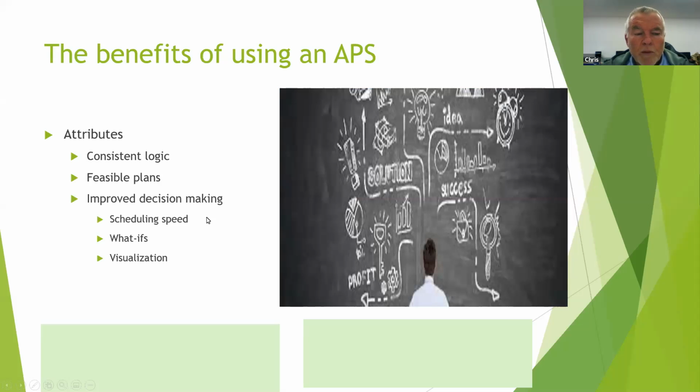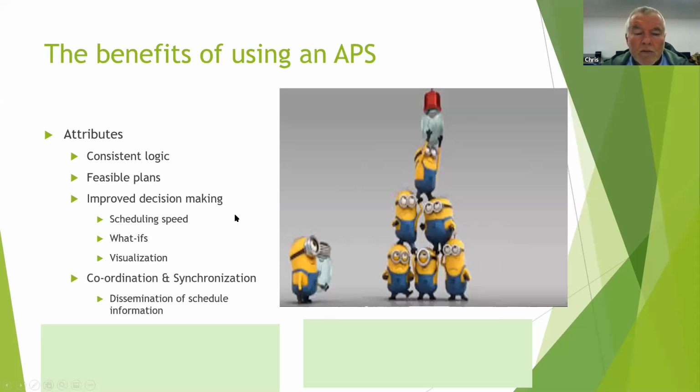I'm going to dramatically increase scheduling speed. I'm going to be able to do what-ifs and visualize, so I'm going to improve my decision making in this process. Because I can pass the schedules down to the plant, they do it in the right order. I'm effectively getting the plant to work in the right order to get the job done in the most efficient way.